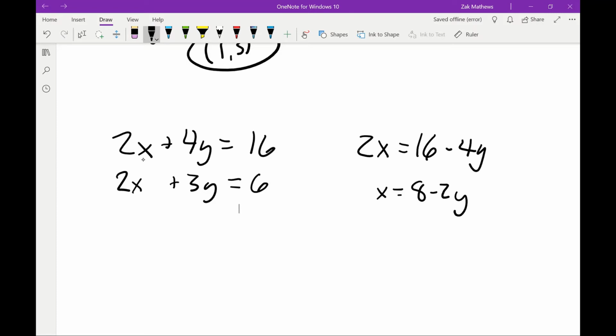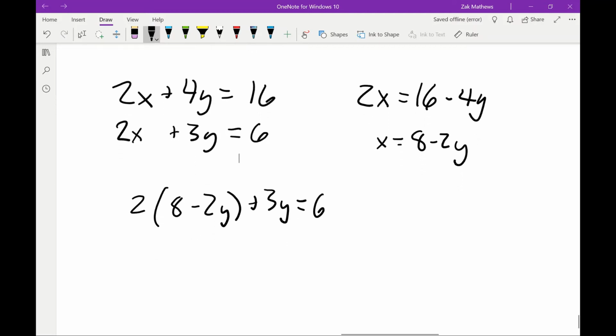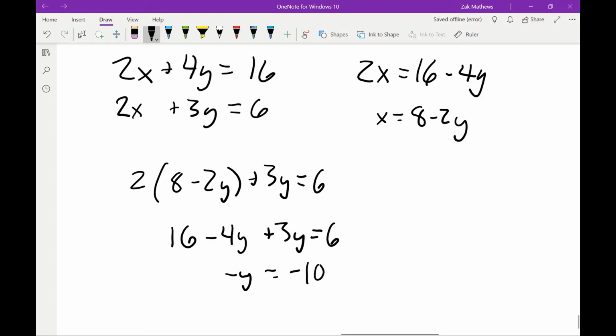Now that I've solved for x, I'm going to plug into my other equation. So I'm going to have 2 times (8 minus 2y) plus 3y equals 6. I'm going to distribute that 2, so we get 16 minus 4y plus 3y equals 6. Now I'm going to collect my like terms, and so the y's obviously are the same, but that 16 also needs to move over. So when we subtract that 16 over, it becomes a negative 10. And when we solve that, we get y is equal to a positive 10.